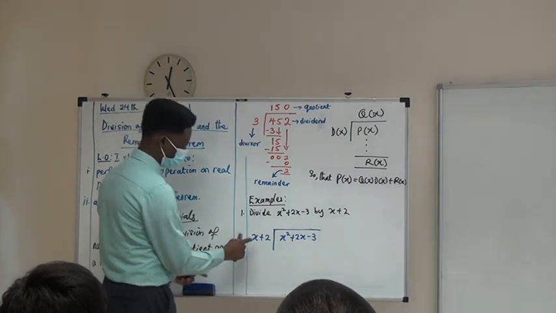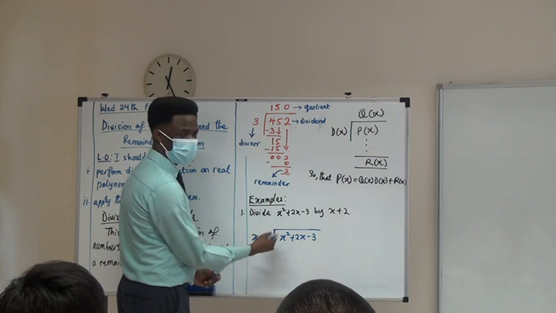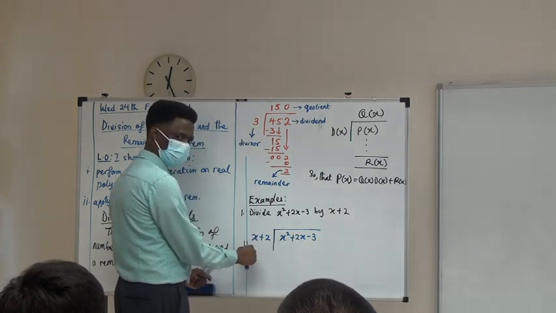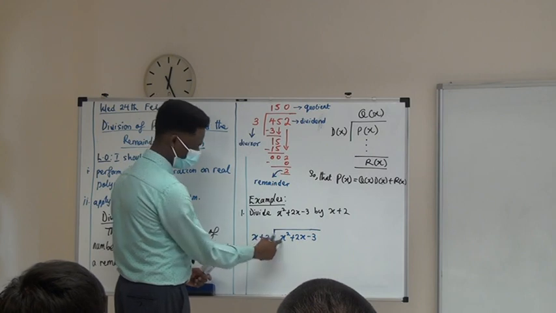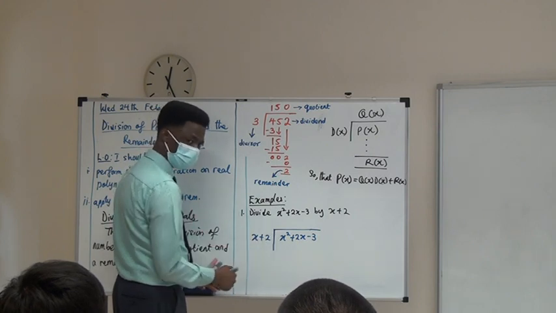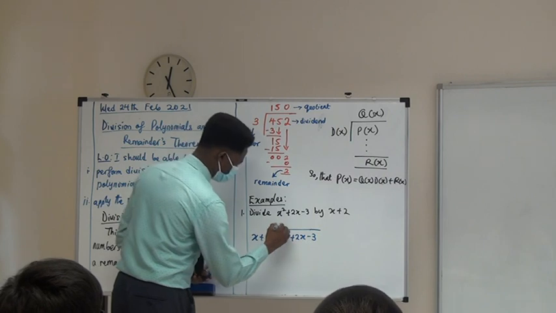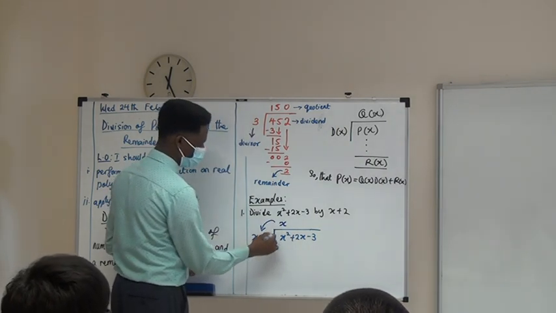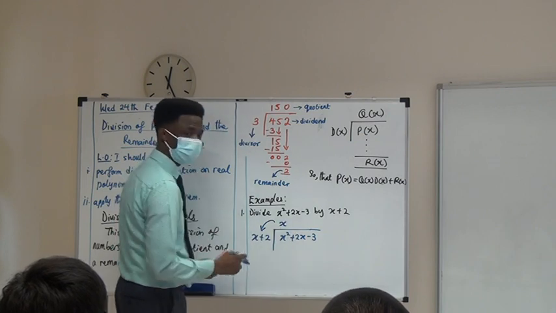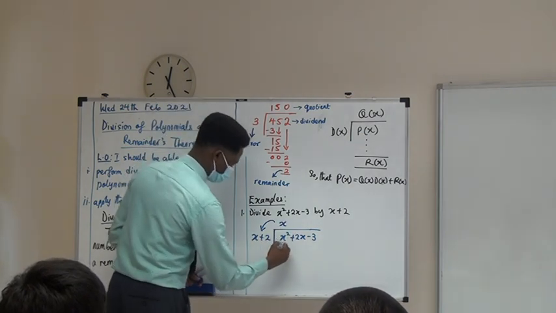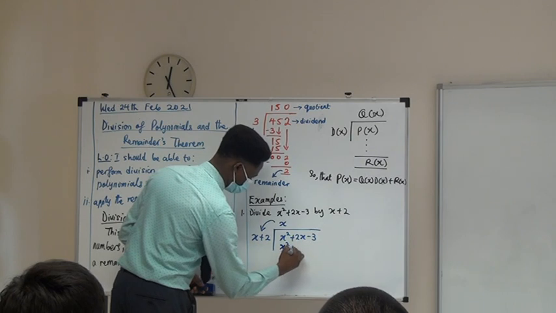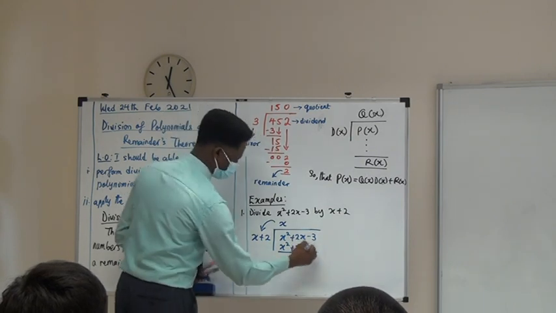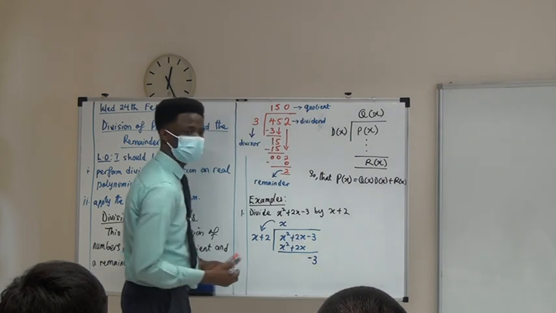So for example, how many x can I get from x squared? It's more or less dividing, like x squared divided by x. That's x. So this will be x. But when you multiply by both of them and write in the appropriate places, that will be x squared plus 2x. And when you subtract, you get negative 3.